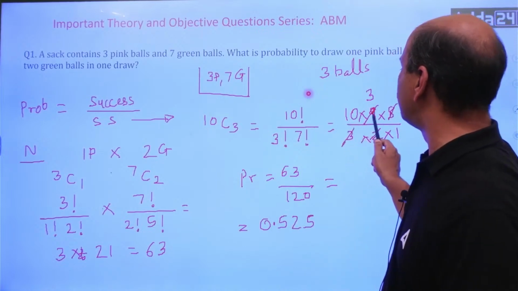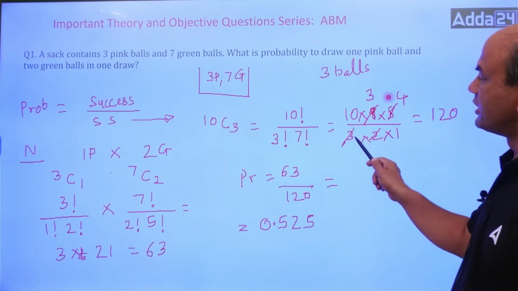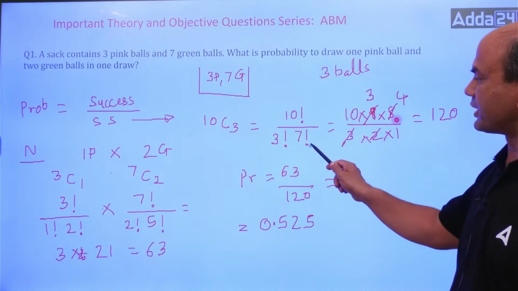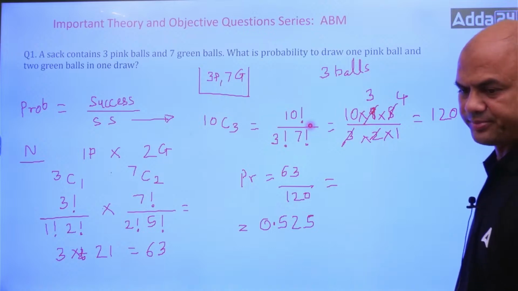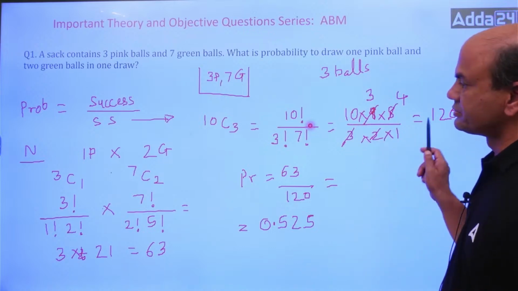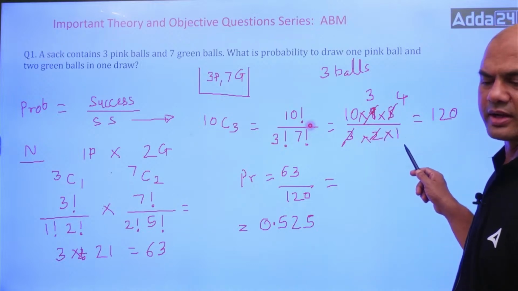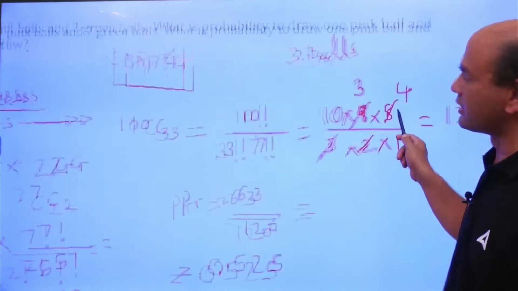10 into 9 into 8 into 7 into 6 into all this, upon 3 factorial means 3 into 2 into 1. What is 7 factorial? 7 into 6 into 5 into 4, so all this. So what have I done? Instead of solving all the things ahead, what have I done? This 7 factorial, I have cancelled it with 7 factorial over here.